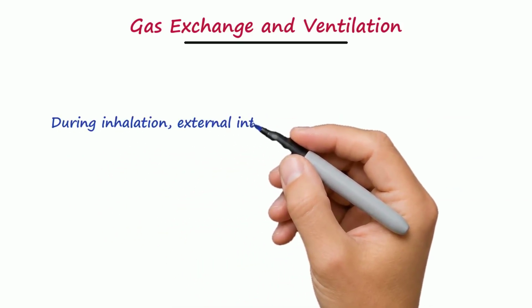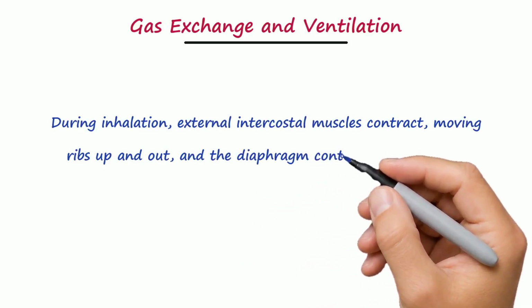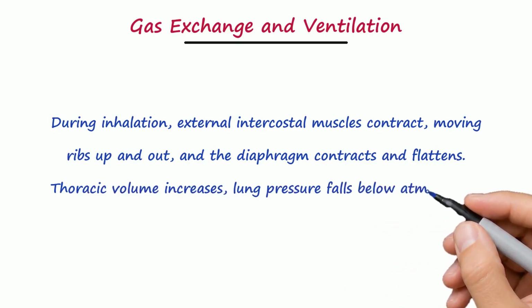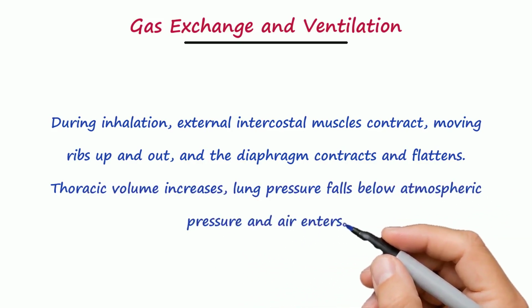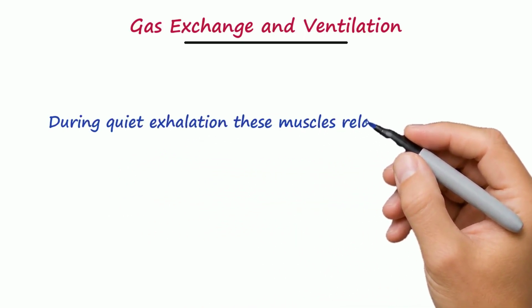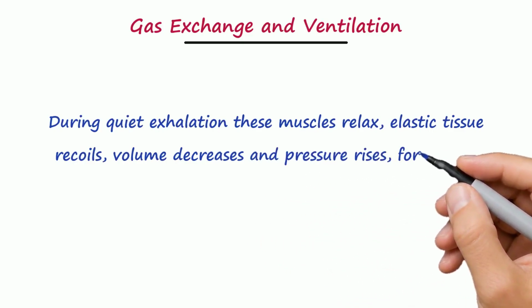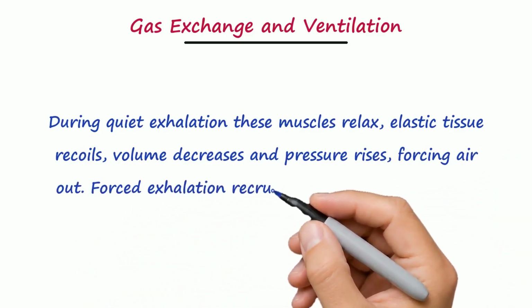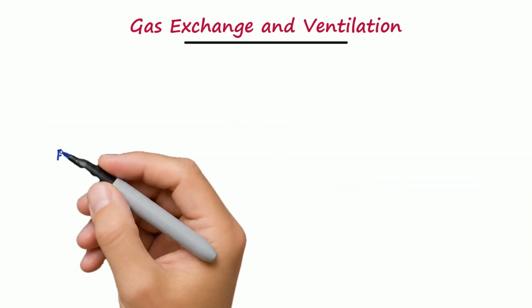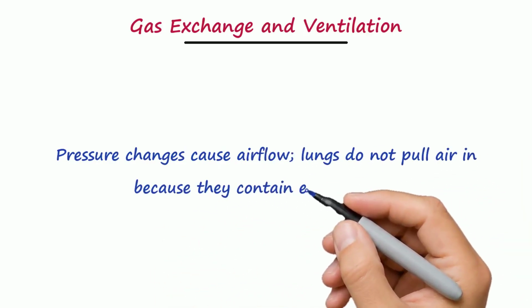During inhalation, external intercostal muscles contract, moving ribs up and out, and the diaphragm contracts and flattens. Thoracic volume increases, lung pressure falls below atmospheric pressure and air enters. During quiet exhalation these muscles relax, elastic tissue recoils, volume decreases and pressure rises, forcing air out. Forced exhalation recruits internal intercostal and abdominal muscles. Pressure changes cause airflow. Lungs do not pull air in because they contain empty space.